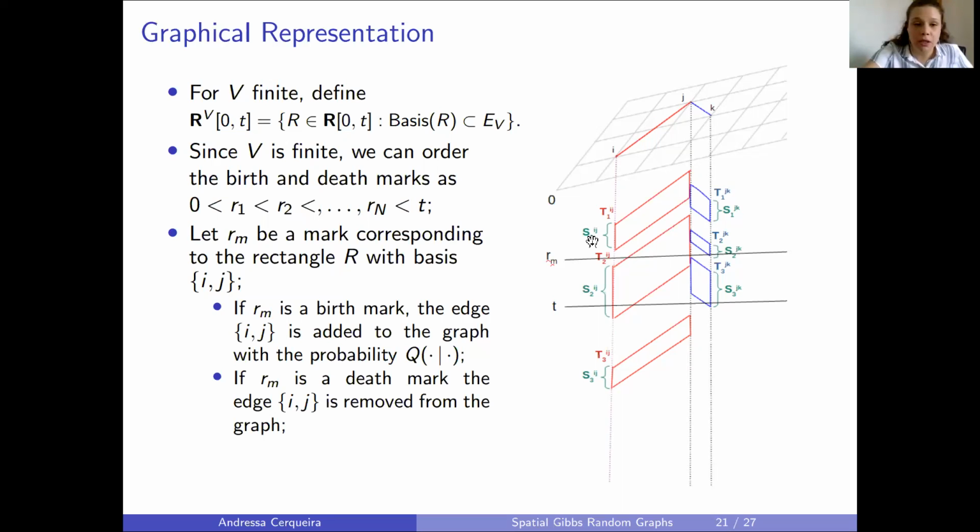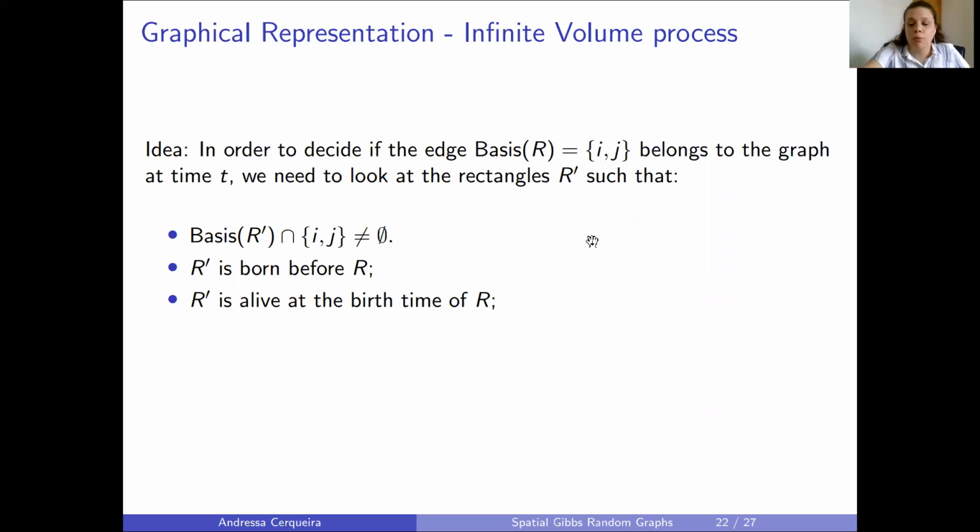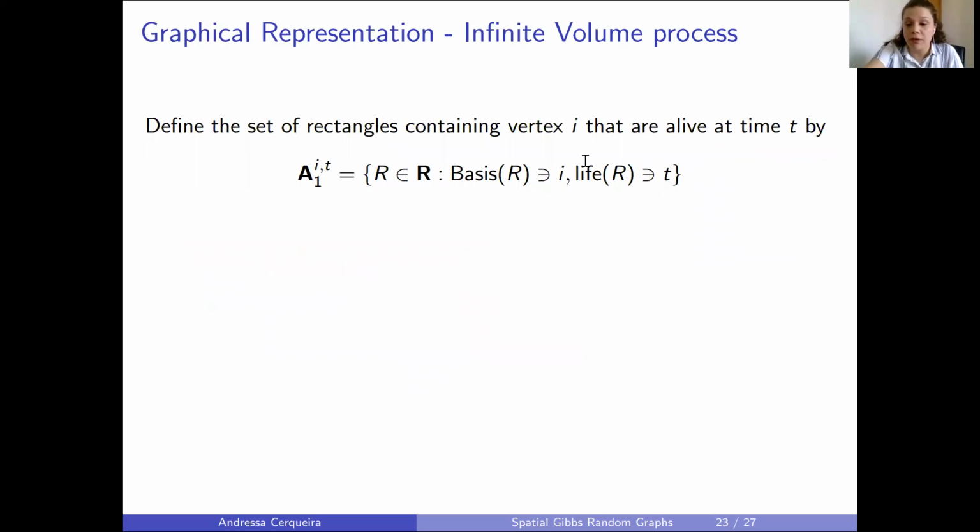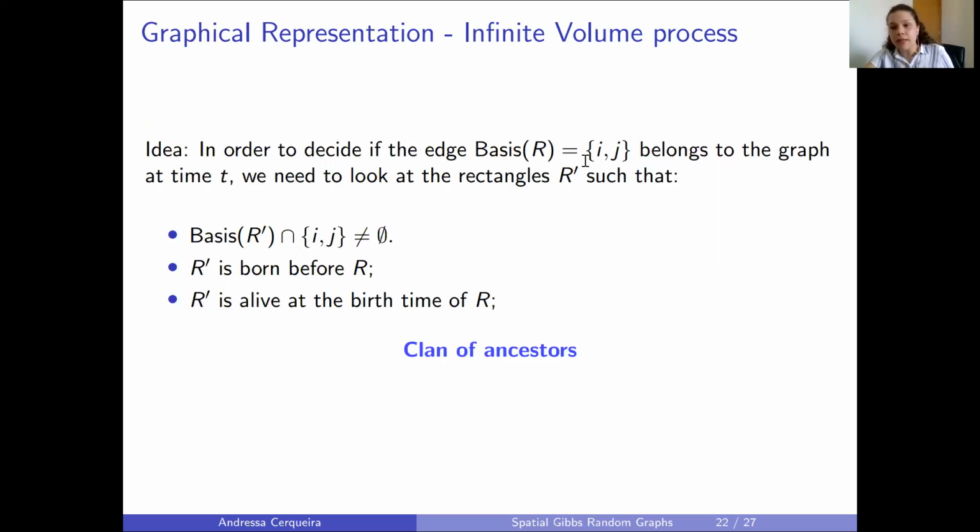So using these three conditions here, we can define what the authors of that paper I have shown have used before, what's called the clan of ancestors. It's just like I'm looking at the ancestors of such a rectangle. So I fix a rectangle with bases I and J, and I'm going to look at all the ancestors of this rectangle. So this is the idea. When V is infinite, we can do this, right? Just need to go back in time and see all the ancestors that I have.